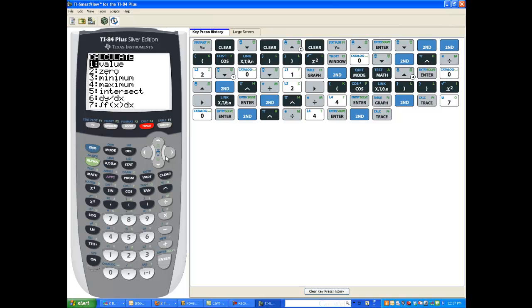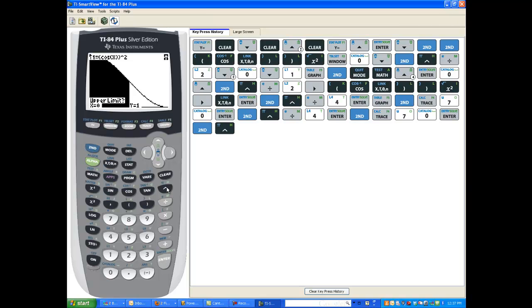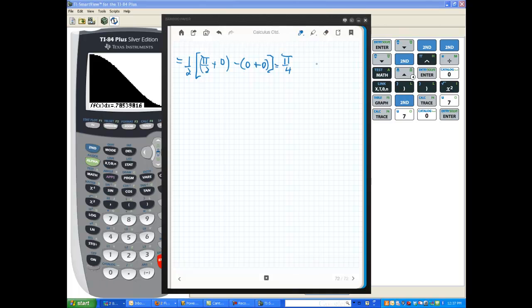So second calc, and we'll go 7 again. And the lower limit is 0. Enter. And then I'm going to go upper limit, which is going to be second pi divided by 2, because it should fill the whole thing in, right? And let's see what we get. And there it is again. Isn't that cool? That's really cool. All right, so let me get back to some work here.